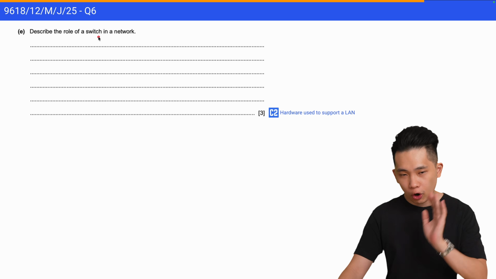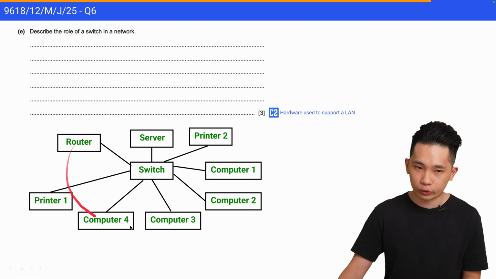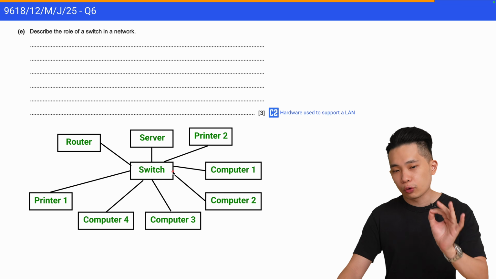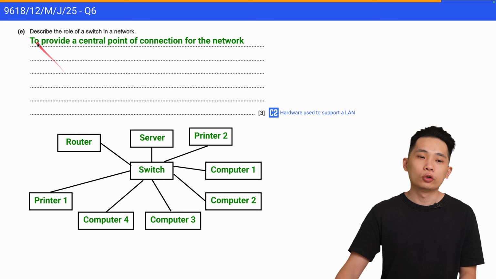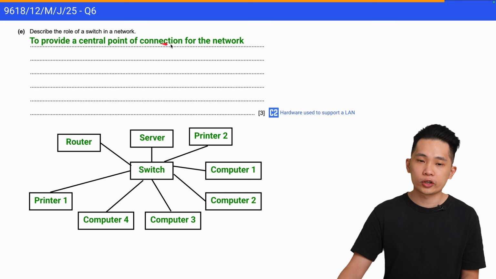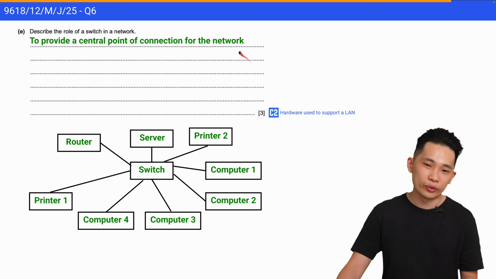So let me just copy the diagram we drew on the previous slide first. So this is going to be this diagram here. So what is the role of this switch here? This is a 3 points question here. So we can write: to provide a central point of connection for the network. Pretty straightforward. If you look at this diagram, we should be able to come up with this statement here.